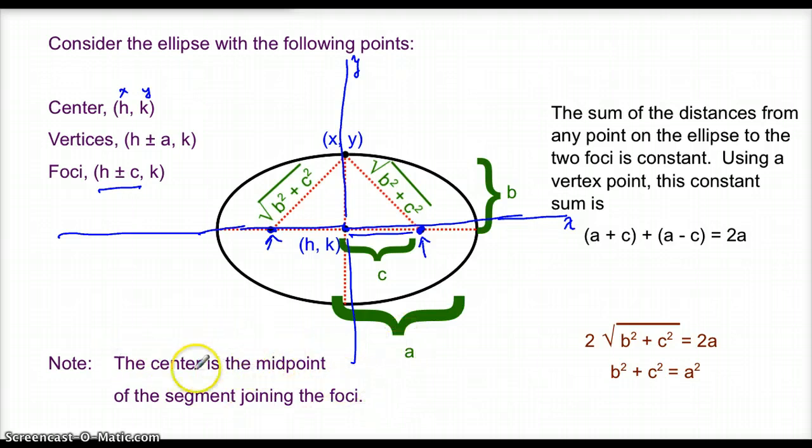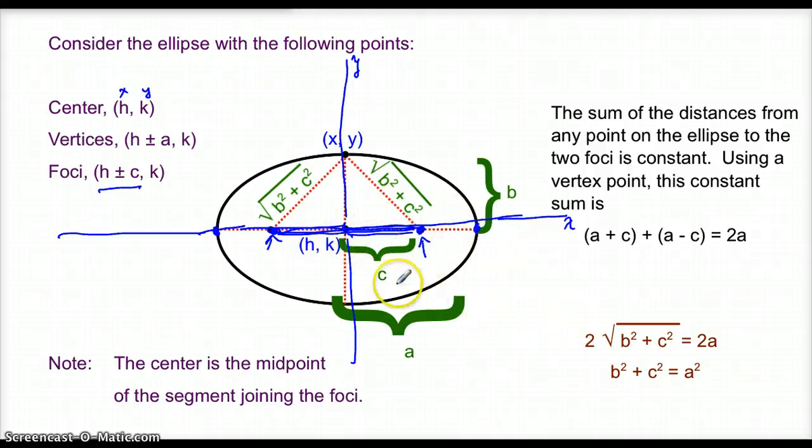We've already discussed this. The center is the midpoint of the segment joining the foci. So if I take this focus to this focus, the center is of course the midpoint of that segment. It's also the midpoint of the segment joining the vertices. Remember, the vertices are here. If I draw the major axis, the segment that connects those, the center is again the midpoint of the ellipse's major axis.